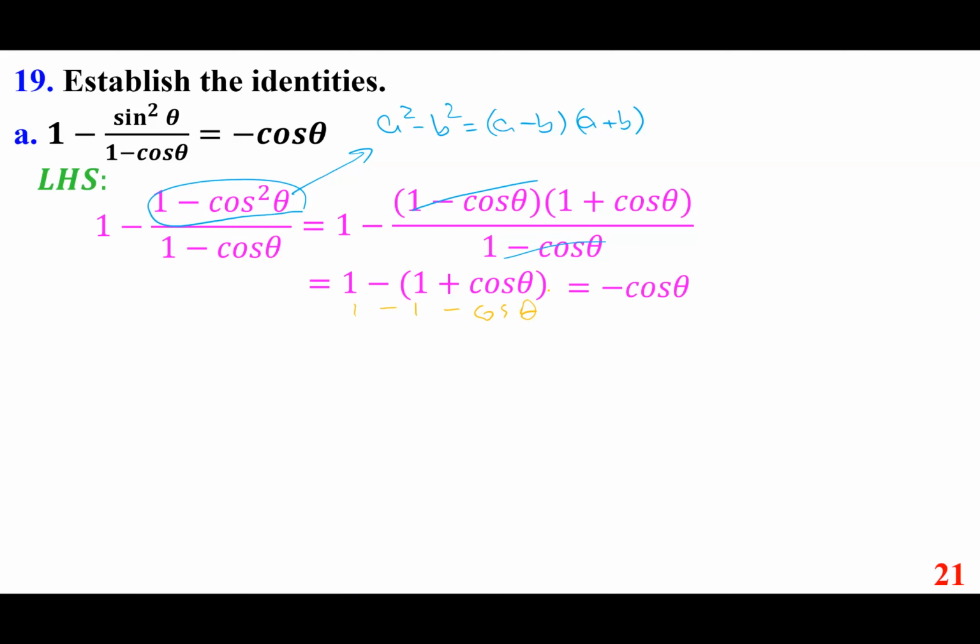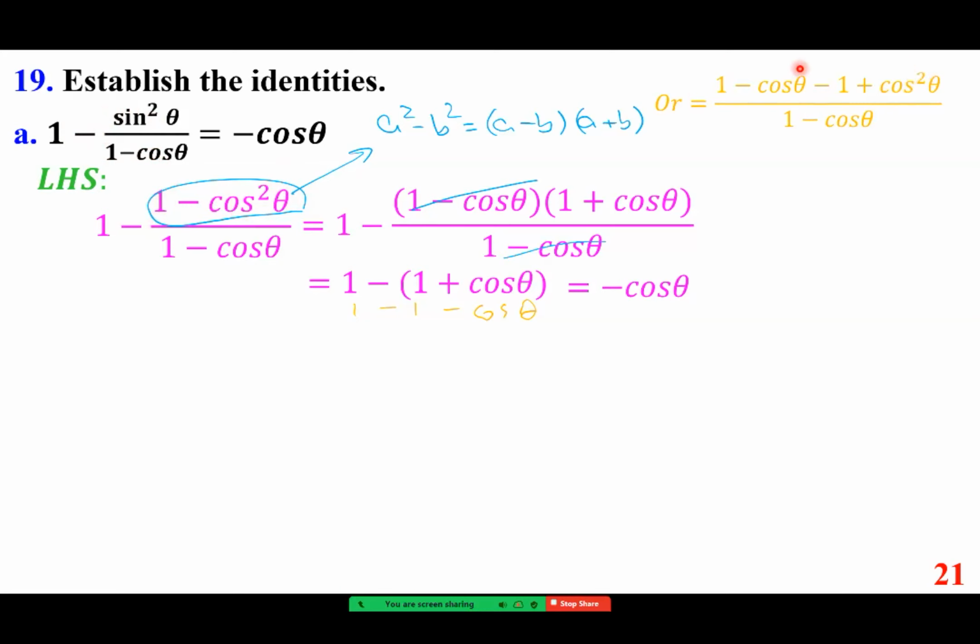We could have a slightly different take on this. Let me quickly show you. On the left-hand side, if you take a common denominator, this becomes 1 minus cosine theta over 1 minus cosine theta. So 1 minus cosine theta minus, now sine squared is 1 minus cosine squared theta, so minus 1 plus cosine squared theta. And so 1 and negative 1 cancel each other.